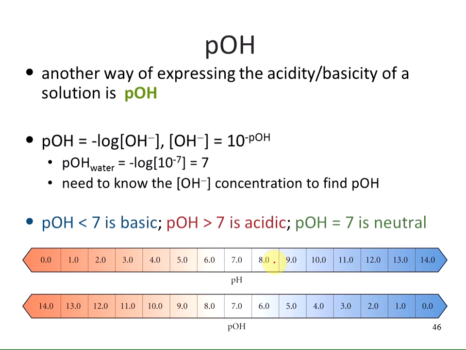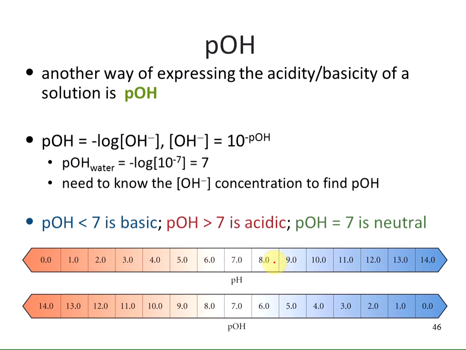And the pOH is the negative log of the OH concentration. And if you have the OH concentration, or if you're given the pOH of a solution, you can find the OH concentration by taking 10 raised to the negative pOH.